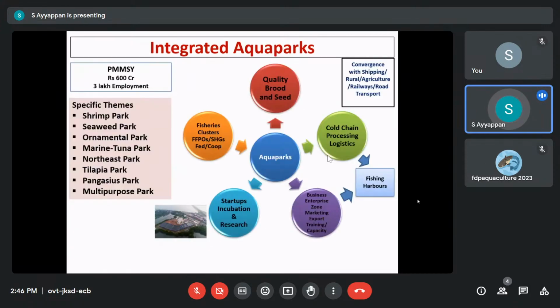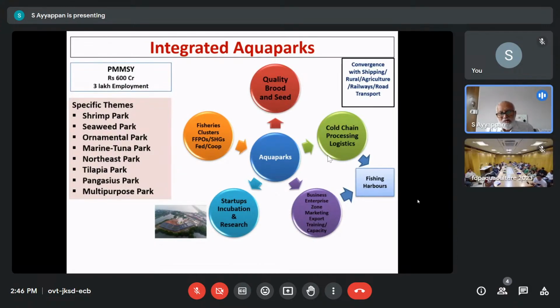availability is being discussed. So here, what is projected is the integrated aqua parks. Can we have startups? Can we have the fisheries clusters? There the brood and seed, the cold chain, finally to the cold chain fish harvest. Now, this kind of integration, they're all there in isolation, but how to connect them as a business model is what is being discussed.